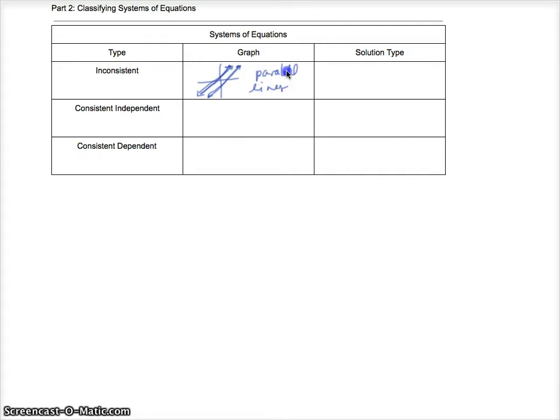And I made a spelling error. Should be two L's, EL. So parallel. So for it to be inconsistent, it has to be parallel lines. And since they never cross, there's going to be no solution.